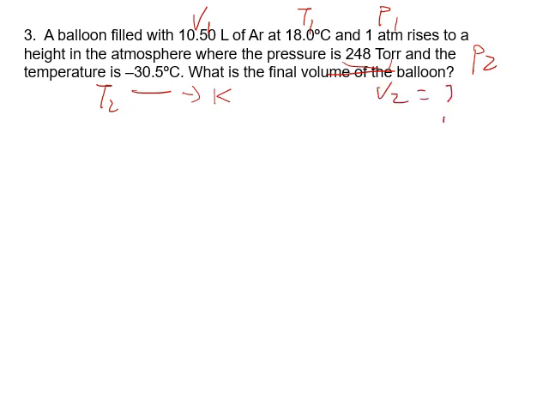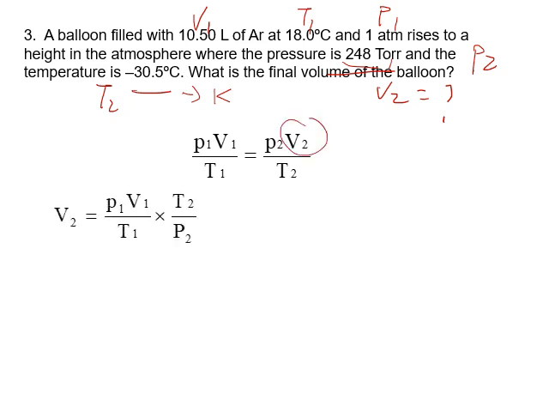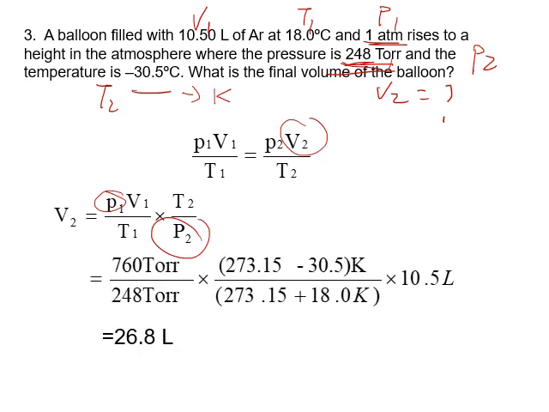So obviously the combined gas law would work. In this case, V1, T1, P1 are all given, P2, T2 are given. So we want to calculate V2, and modify the equation. Again, the units have to be consistent. So P1 is 1 atmosphere. P2 is 248 torr. This must change. Either change both to atmosphere or change both to torr. So here we change 1 atmosphere equals 760 millimeter mercury height, or torr.